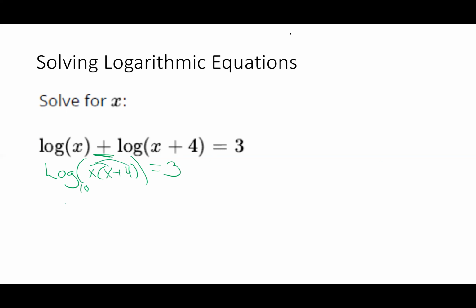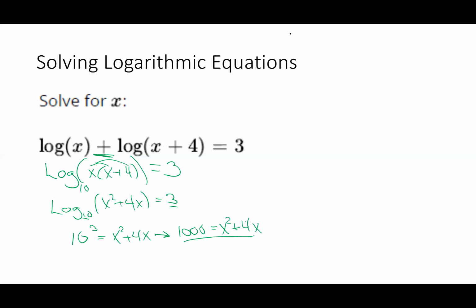I'm going to distribute this x. And just like in the last problem, the way that I unfurled this log expression to make things at least a little bit more savory was I converted this into an exponential. So let's do that. So I'm going to say 10 raised to the third power is equal to x squared plus 4x. Well, that's really just 1,000 equals x squared plus 4x.